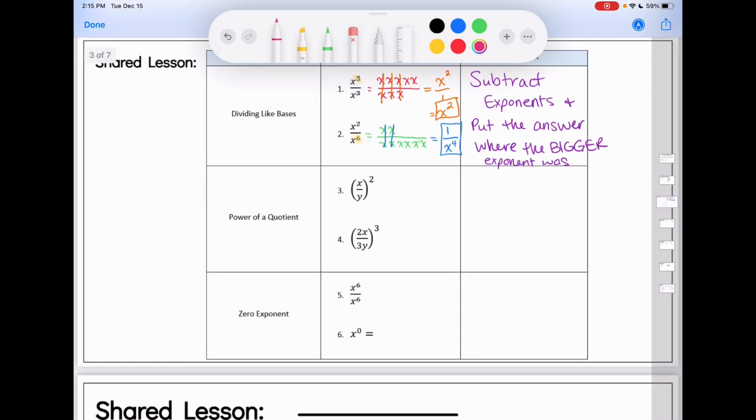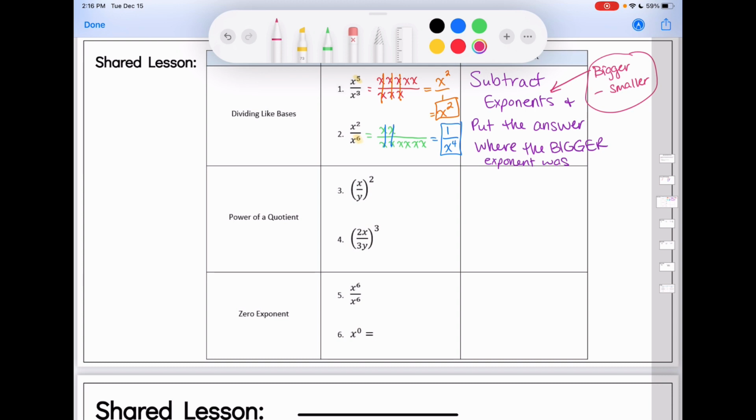Subtract exponents, bigger minus smaller, right? I did 5 minus 3 and I got 2. I did 6 minus 2 and I got 4. And then you're just going to put your answer where the larger exponent was. So you shouldn't get a negative number here. You should always get a positive answer, and then that answer will go wherever the bigger exponent was.